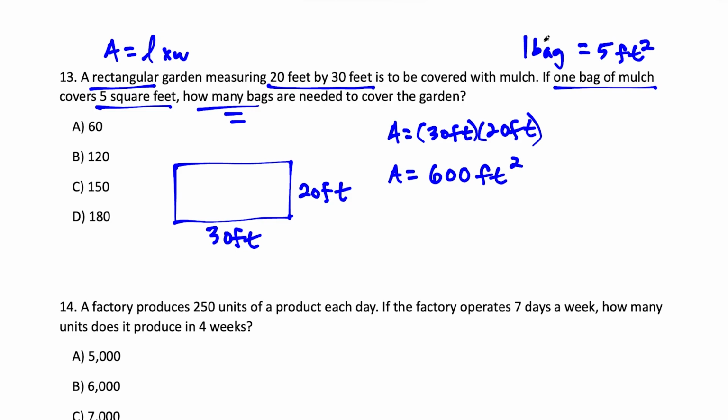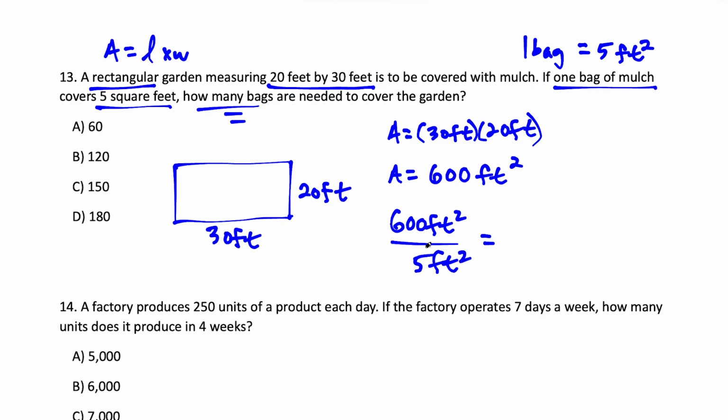They said 1 bag covers 5 square feet, and we have this many square feet of area in the whole garden. So what we're going to do is divide 600 square feet. Let me just make that a little bit neater. So we're going to do 600 square feet, and we're going to divide that by 5 square feet. And that's going to tell us how many bags we need.